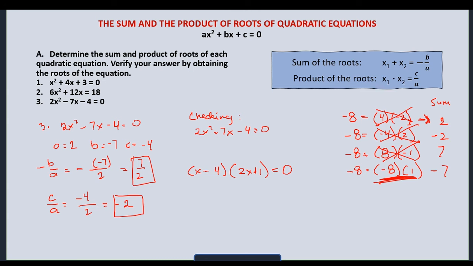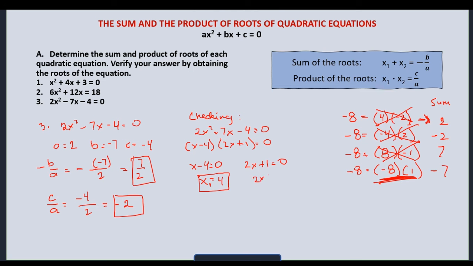Okay, let me write this again here so I could have some space. So x minus 4 times 2x plus 1 equals 0. All right. So applying zero product property, I'm going to have x minus 4 equals 0. Then the other one is 2x plus 1 equals 0. Applying APE, I have here x equals positive 4. So this is my first root, or x sub 1.